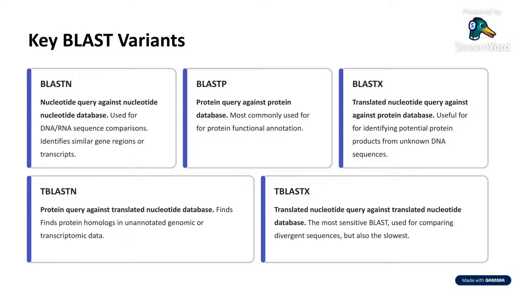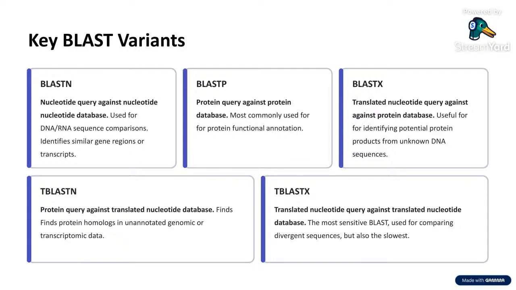Now let's talk about the types of BLAST. This is really important because using the right BLAST program depends on what type of sequence we have and what we are trying to find. So let's start with the first, BLASTN. BLASTN is nucleotide BLAST. It is used when you have a nucleotide query and want to search it against a nucleotide database. And the second one is BLASTP. It is used for protein-protein comparison, widely used in functional annotation.